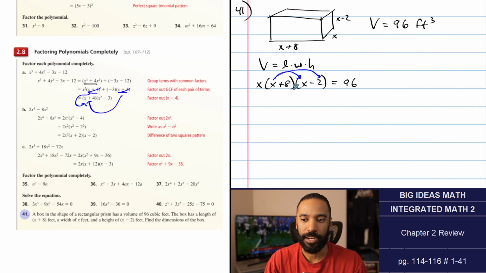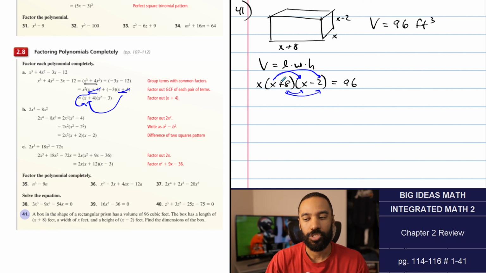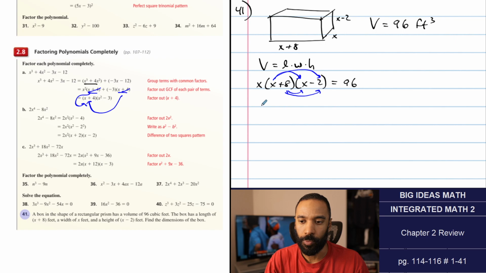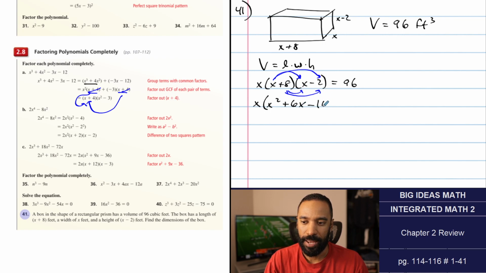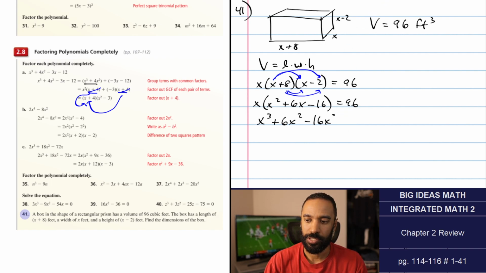And to distribute, you don't distribute everything at the same time unless you clearly know how x will increase the degrees, but start with the FOILing maybe, then bring the x in afterward. So this will be x times x squared minus 2x plus 8x, then minus 16. And then I distribute the x in here. Like I said, it just increases the degree of each individual term, like that. Not x squared, just x. Equals 96.